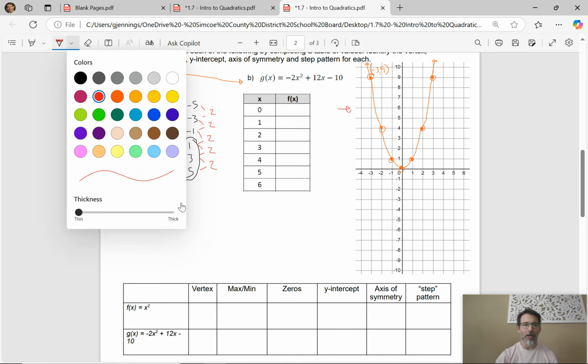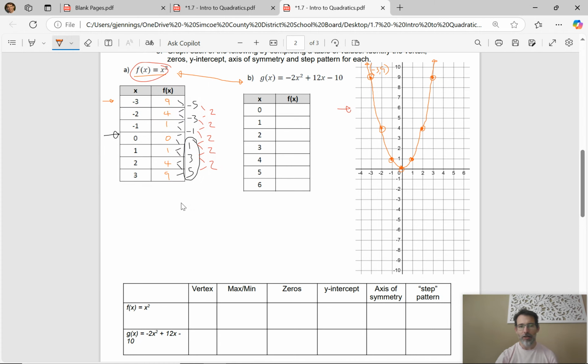And then we can go ahead and identify the vertex here. The vertex is the turning point, the point where it's kind of flat, and that's 0, 0. So we would write that in as a point. The maximum or minimum: it has a minimum, and its minimum is f at 0 equals 0, just this point 0, 0 is its minimum value. Its zeros are the same. It's 0, it crosses the y-axis there and only has 1. Its y-intercept is the same. It's also 0, 0.